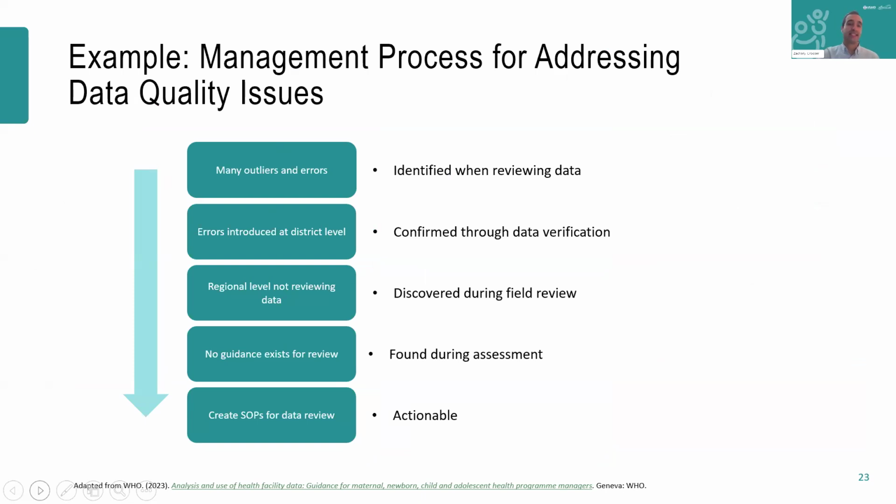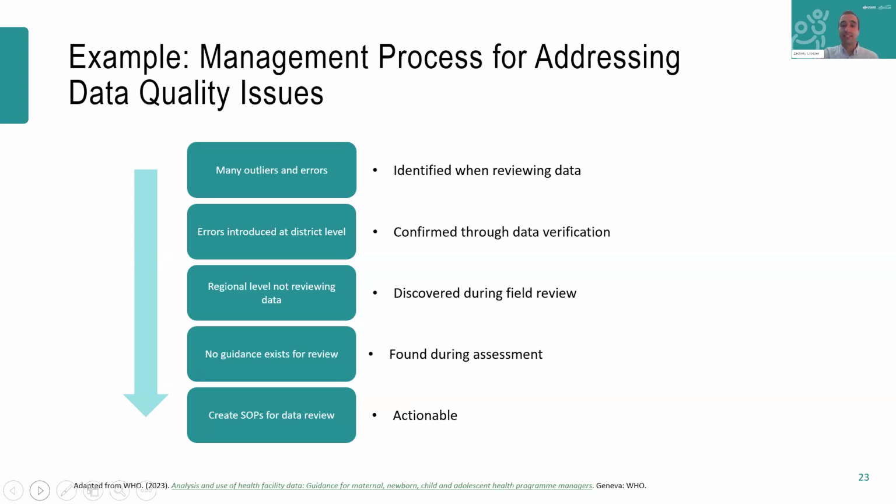So this slide contains an example taken from presentation number 3 in the toolkit that aims to help illustrate what this process might look like. In this example, the issue that's arising is that we're identifying outliers and errors when we're reviewing the data. And then when we're drilling down into the data to see the numbers at the lower levels, we learn that the errors are being introduced at the district level.